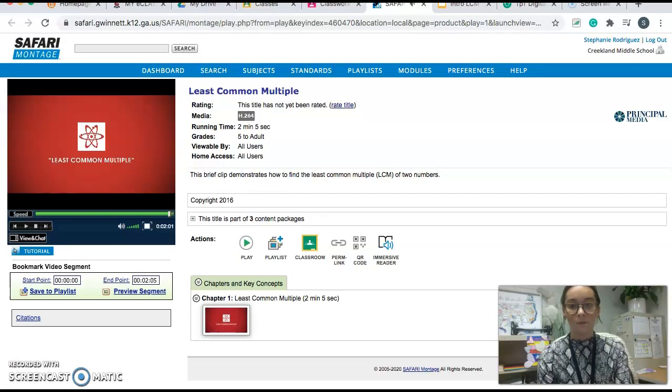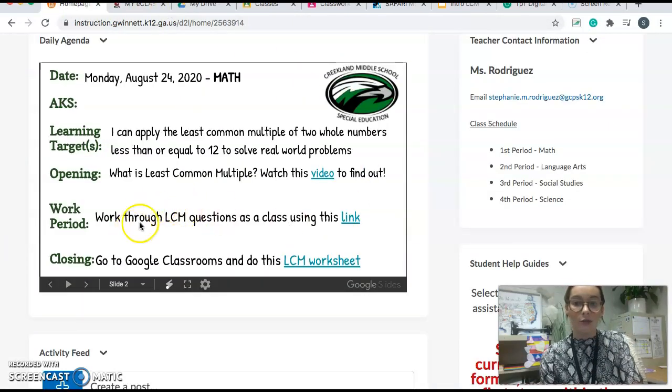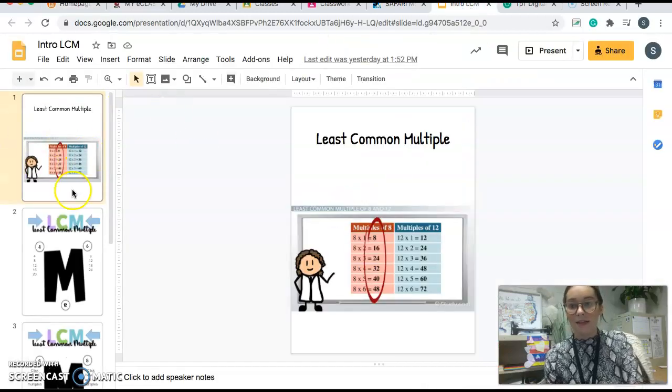Okay, all right, so that video just kind of gave you an introduction to least common multiple. Also on our page, it tells you to click this link right here and you'll pull up this. This is our PowerPoint slide where I'm going to show you guys how to find least common multiples. So let's walk through it.